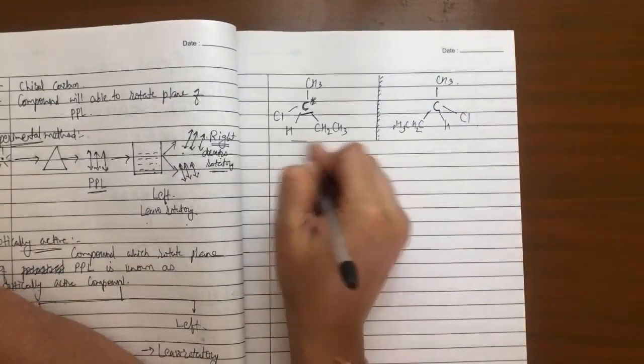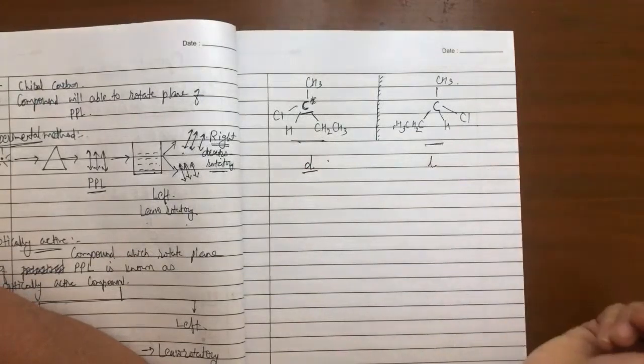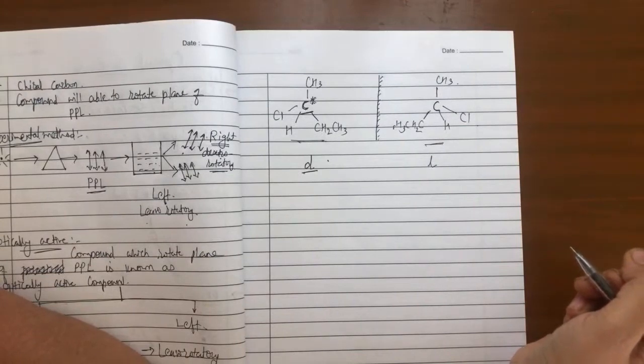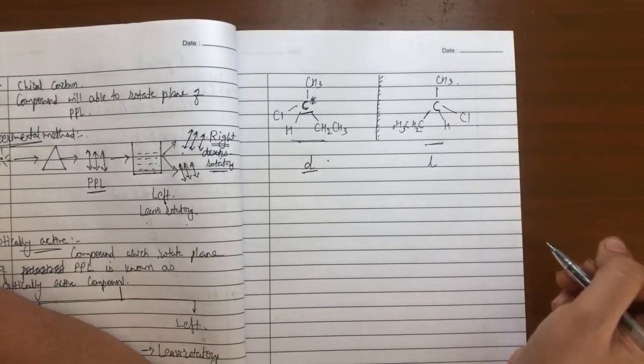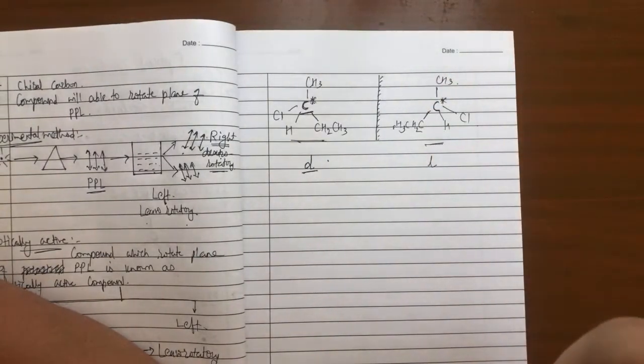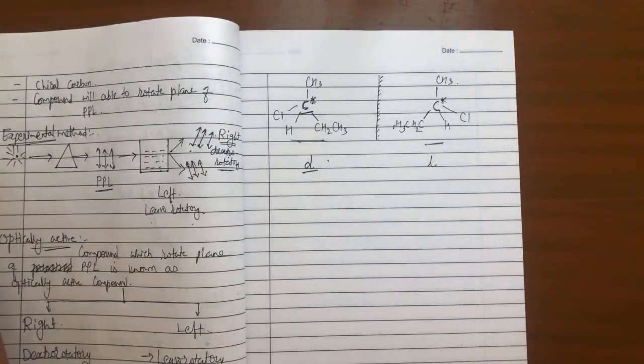If this compound is dextrorotatory, its mirror image is always levorotatory. Here the molecular formula is the same, but because their three-dimensional arrangement is different, one is dextrorotatory and another one is levorotatory. So these two are known as optical isomers of each other.